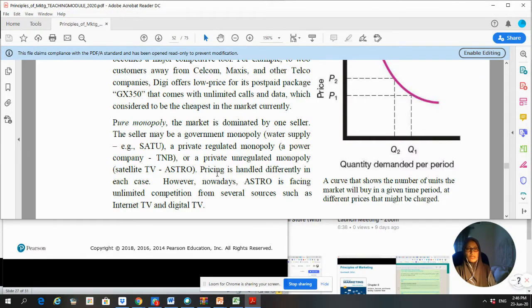Perhaps by using Enjoy, when we want to watch another channel, then we might want to pay for the extra service like Astro Ria. So Astro doesn't even give Astro Ria in Enjoy. Okay.